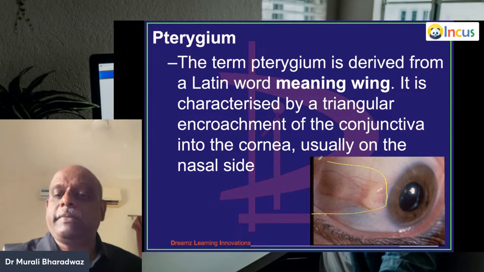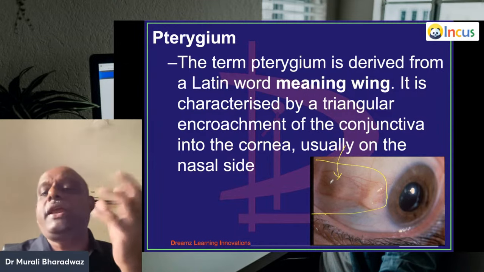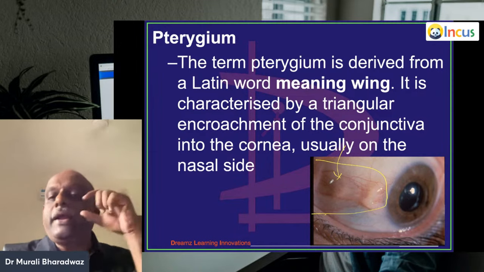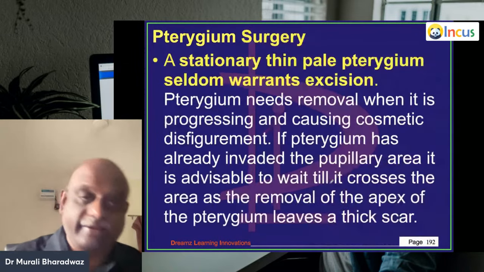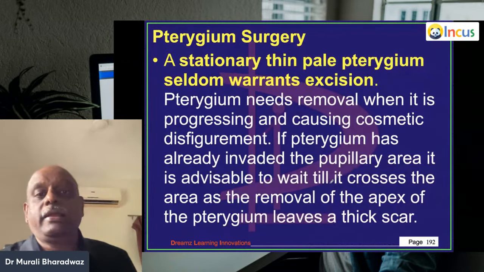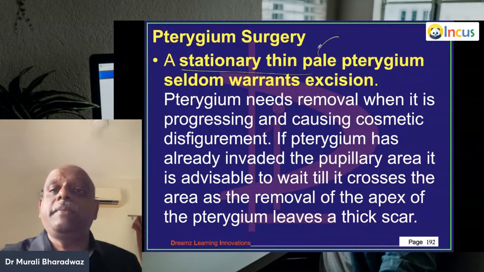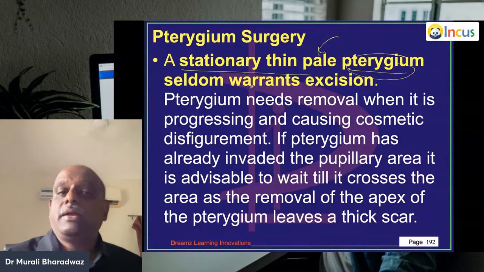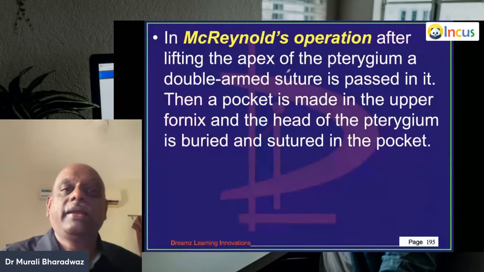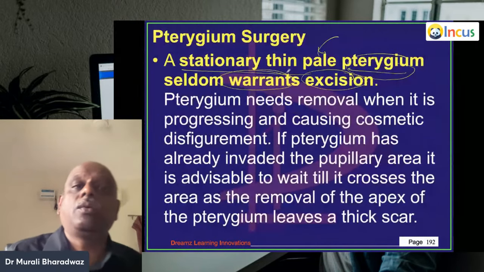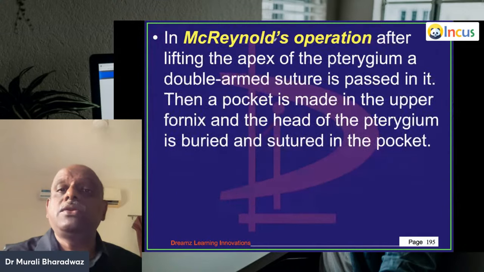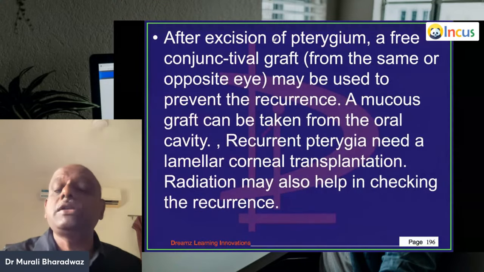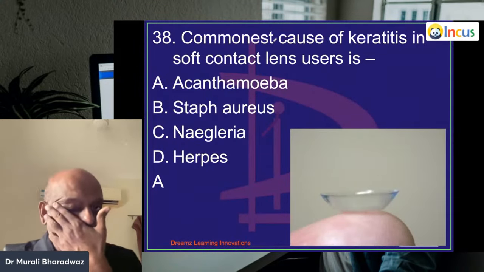What does pterygium mean? Pterygium means wing. It is a triangular encroachment of the conjunctiva into the cornea, usually on the nasal side. A stationary, thin, pale pterygium never warrants excision. So, what are the various pterygium surgeries, doctor? Dombrin's operation, McReynolds operation, there are a few names.